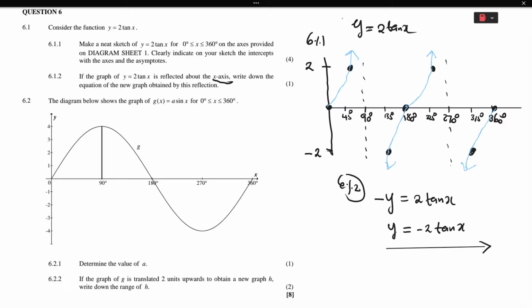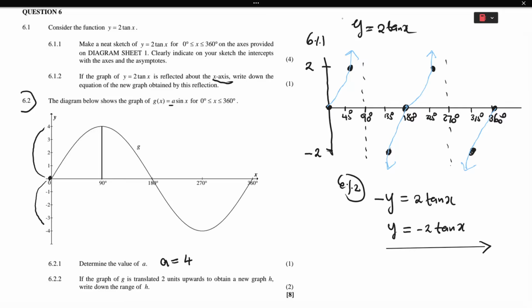So the next question, 6.2, there is a graph which is drawn. Determine the value of A. How do you find the value of A? You first check from the amplitude. From 0 going up there, it's 4. You check from 0 coming to this one, it is negative 4. So which means that the value of A is 4.